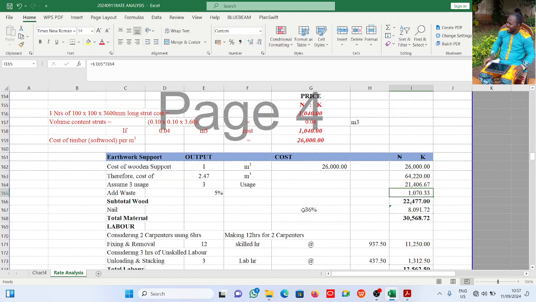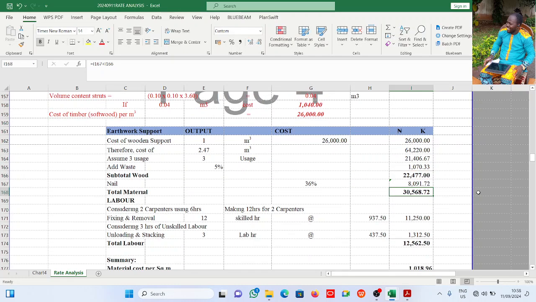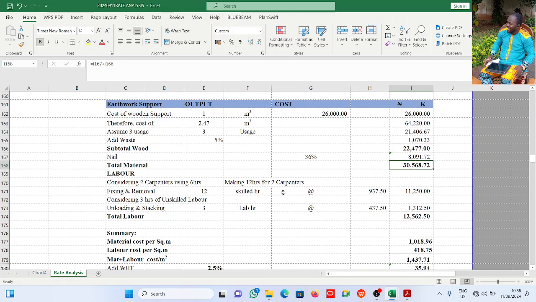All right, so nil, 36%, depending on the depth and the expanse of work you are doing. Another person might use 25%, another person might use 10, another person might use 40. So you know what is applicable. So I have that. This is the material content, and we have the labor.